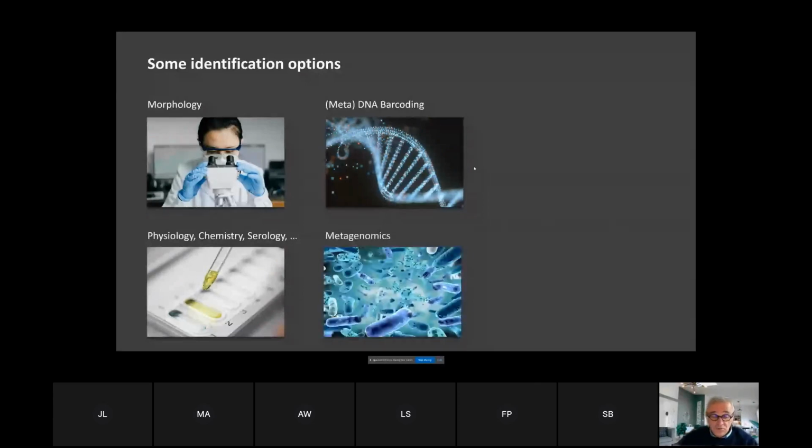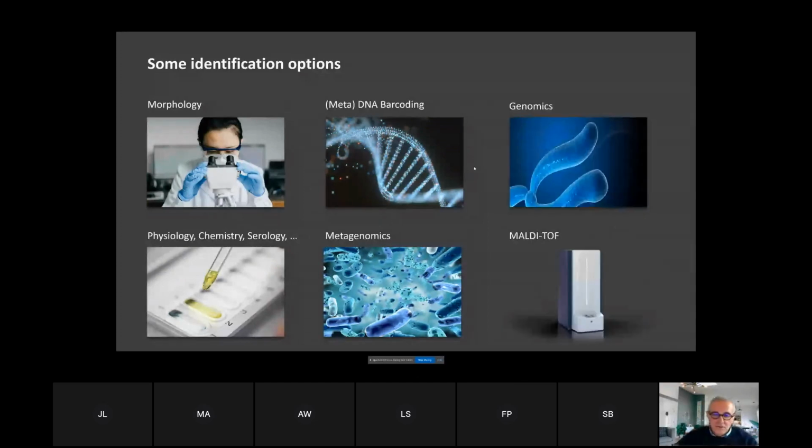Metagenomics will also become very important in the future, especially when more genomes become available. Of course, in bacteria there are already a lot of genomes, but in fungi, for example, it's not yet the case. And then genomics approaches and so on. But here we are talking about MALDI-TOF.